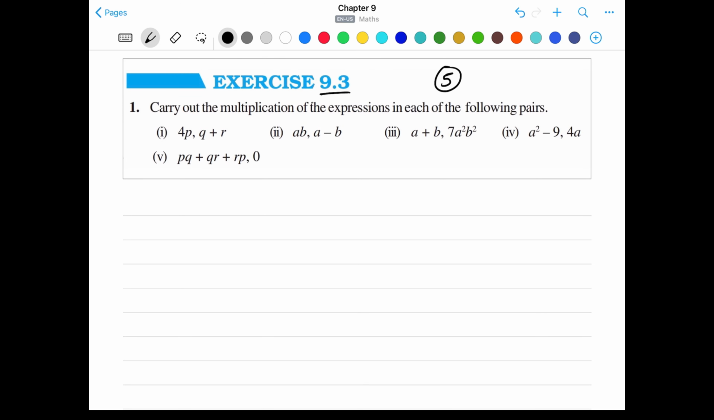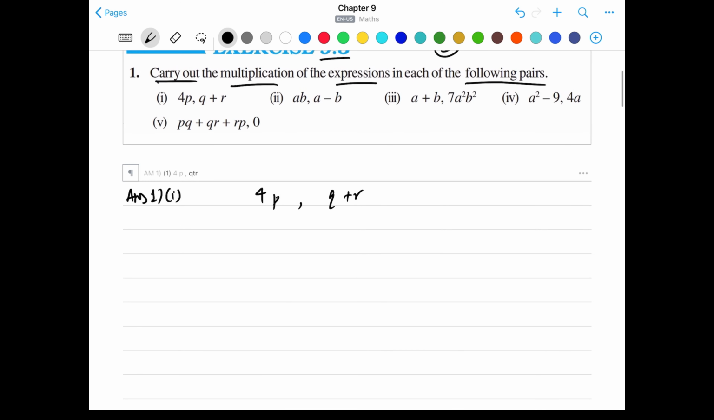First question is, carry out the multiplication of the expressions in each of the following pairs. So we are given a pair of expressions, and we have to multiply them to find their product. Let's start with the first one. Answer number 1, part 1. We have here 4p, and we have to multiply this with q plus r. So let's start the multiplication.